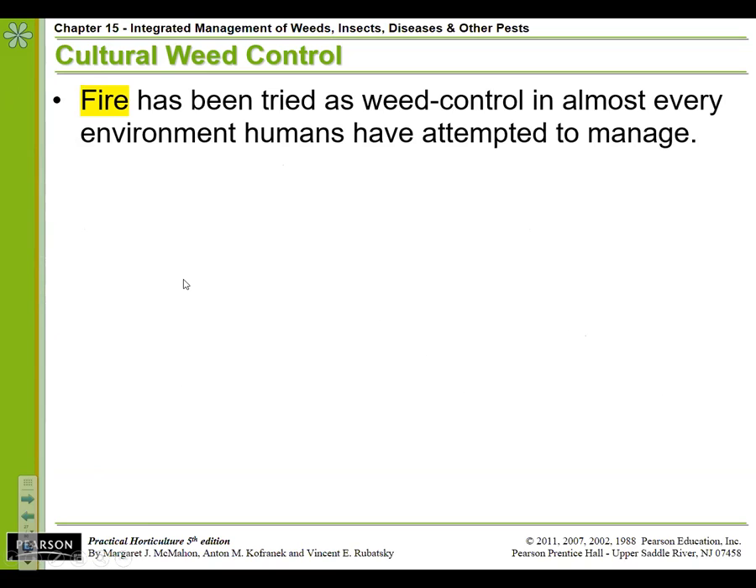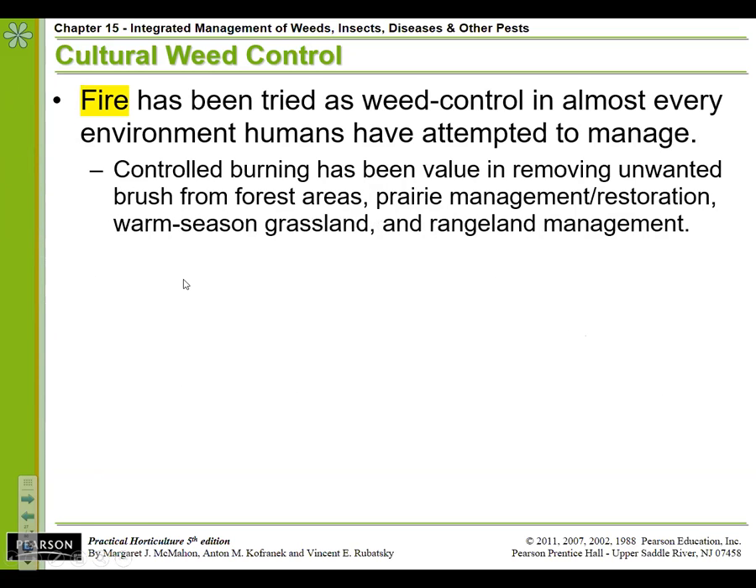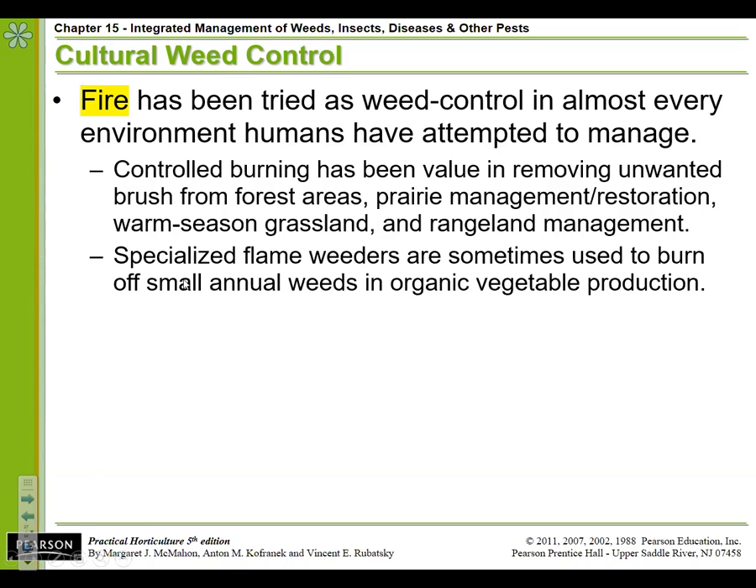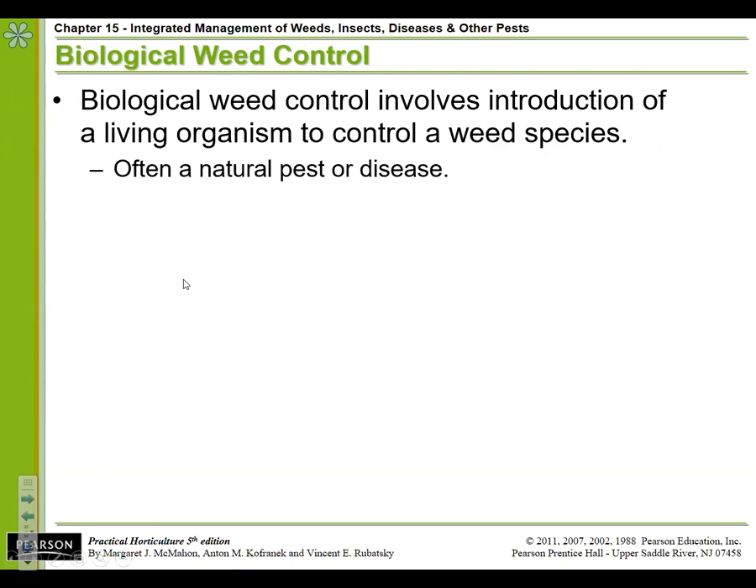You can also use fire as a weed control measure, and a couple of different things about fire. We can suppress the weeds that are already there. We can also burn seeds that might be there as well. So controlled burning is a valuable tool in forest areas, but can also be used in between crops. We actually have flame weeders that we use sometimes in some vegetable production. Those are fun. Who doesn't like to use a flamethrower to control things? Got to be careful, of course.